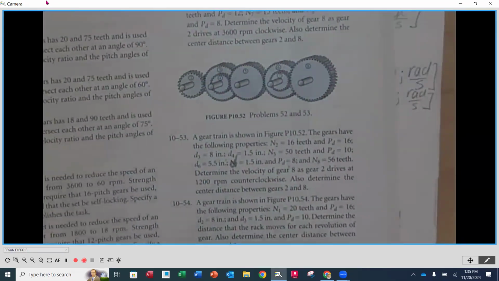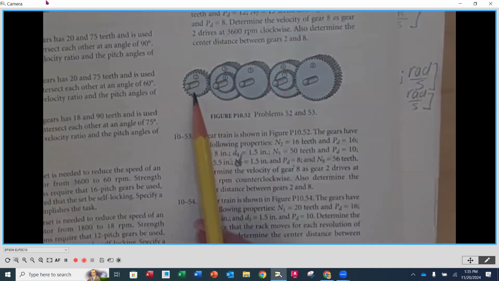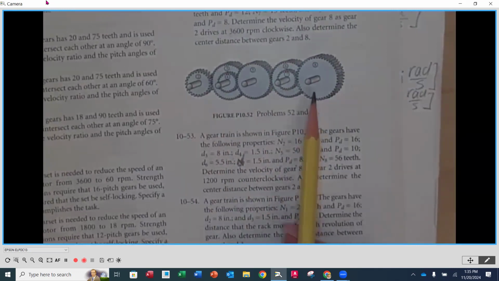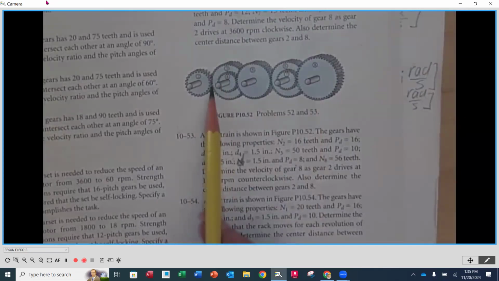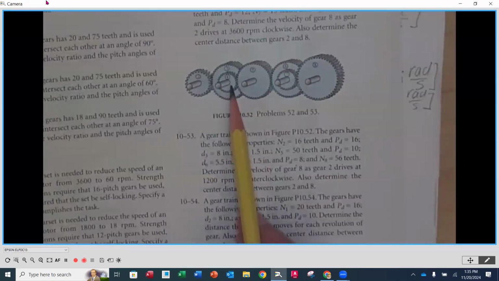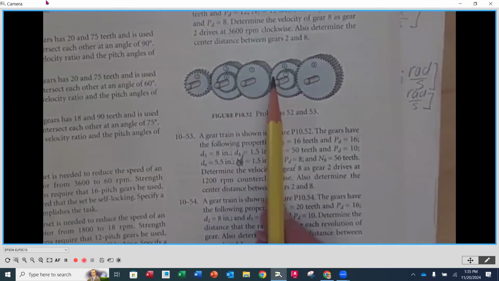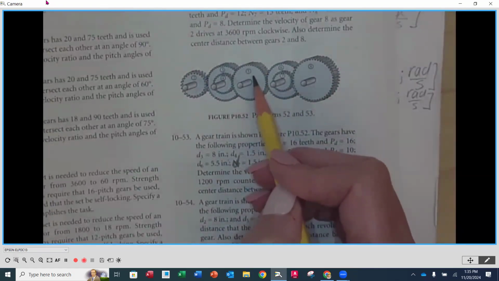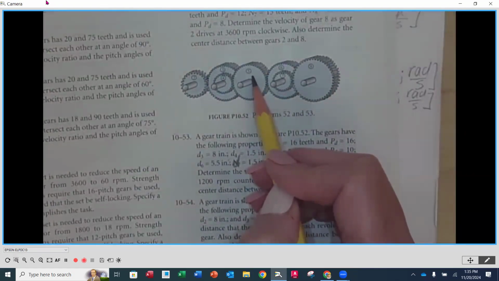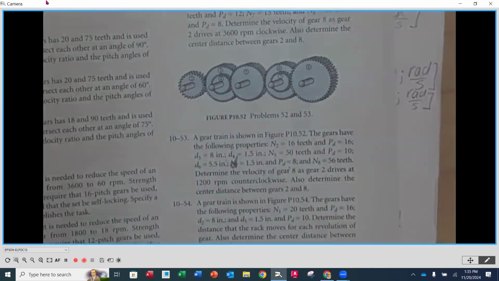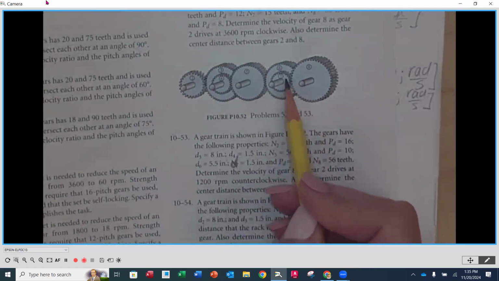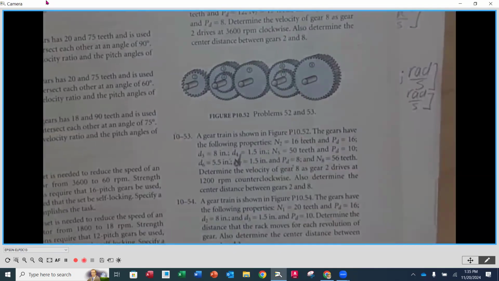So as we look, you're going to notice that in this train, we have 8 gears. The first 2 gears, 2 and 3, are in engagement, okay? The next 2 gears are 4 and 5. And then 5 is also engaged with 6. So number 5 is our idler because it's engaged on both sides. Do you see that? Then 7 and 8 are going to be the last 2 that are in engagement.